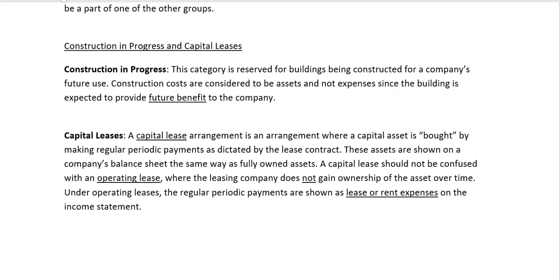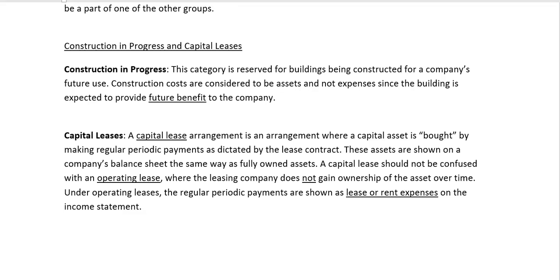Construction in progress and capital leases. Construction in progress is reserved for buildings being constructed for company future use. Construction costs are considered to be assets and not expenses, since the building is expected to provide future benefit to the company. Capital leases. A capital lease arrangement is an arrangement where a capital asset is bought by making regular periodic payments as dictated by the lease contract. These assets are shown on a company balance sheet the same way as fully owned assets.